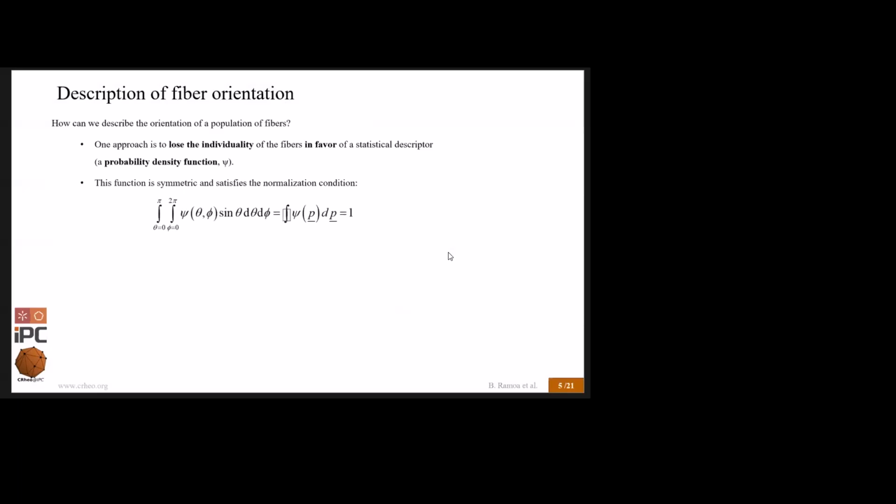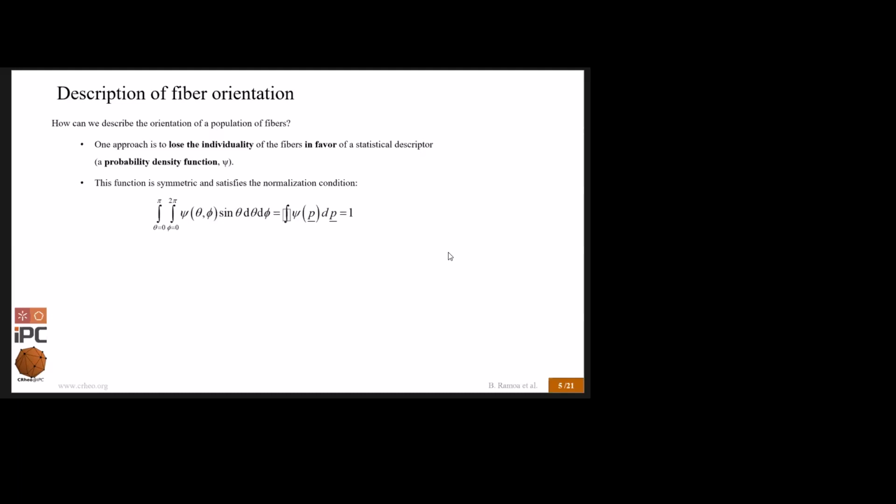This probability density function has a couple of properties. It is defined over a conformational space, which is the surface of a sphere, and it's a symmetric probability density function. And if we integrate over the whole unit sphere, the whole probability should add up to 1.